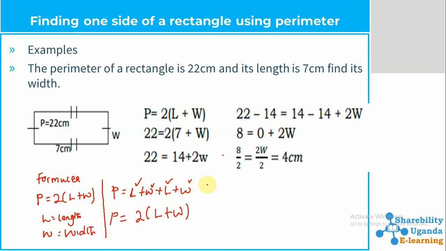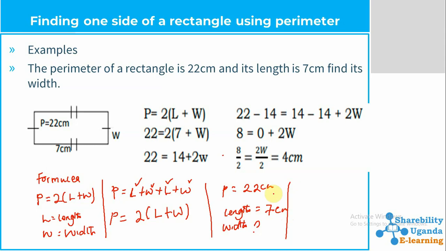So now let's solve the given number, using the formula 2 into bracket L plus W. The perimeter of a rectangle is 22 centimeters, which equals 2 into bracket length plus width. They want us to find the width, which is not given. So we state what is given: the perimeter is equal to 22 centimeters, and the length is equal to 7 centimeters.